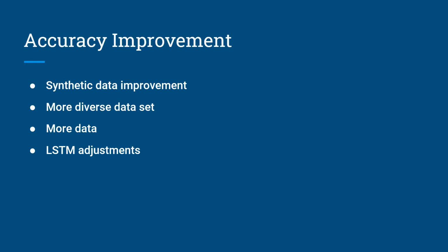Changing the number of nodes in the hidden layer, number of hidden layers, and the number of iterations through the LSTM could potentially improve the accuracy. These are all options we might pursue to produce a more accurate result in the future.